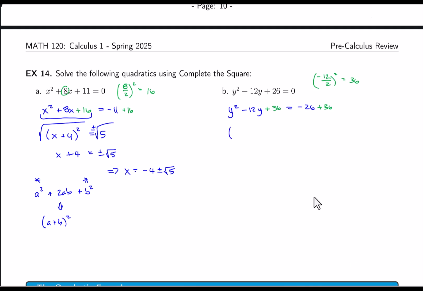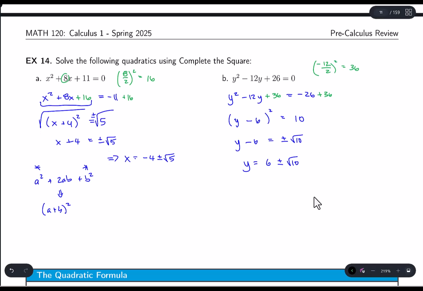This, on the left-hand side, is a perfect square trinomial. It's just the square root of the first term and the square root of the second term. Although, sorry, this should have been a minus because it takes the sign of this number right here. All right. Now, on the other side, negative 26 plus 36 gives me 10. So that means y minus 6 equals the plus or minus square root of 10, or y equals 6 plus or minus the square root of 10. And that's it. We're done.